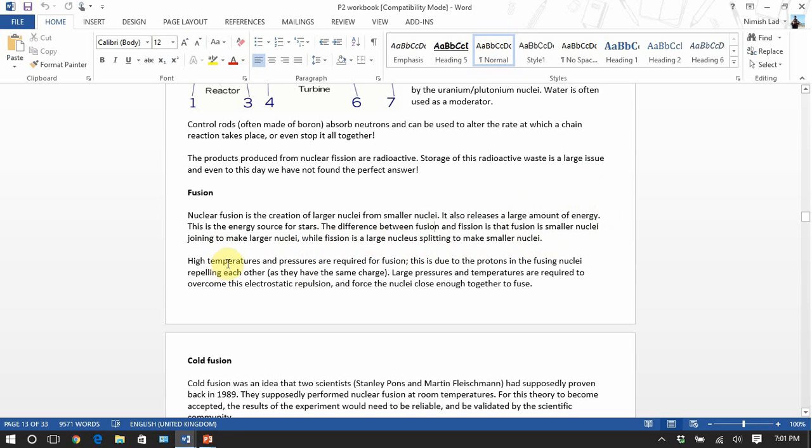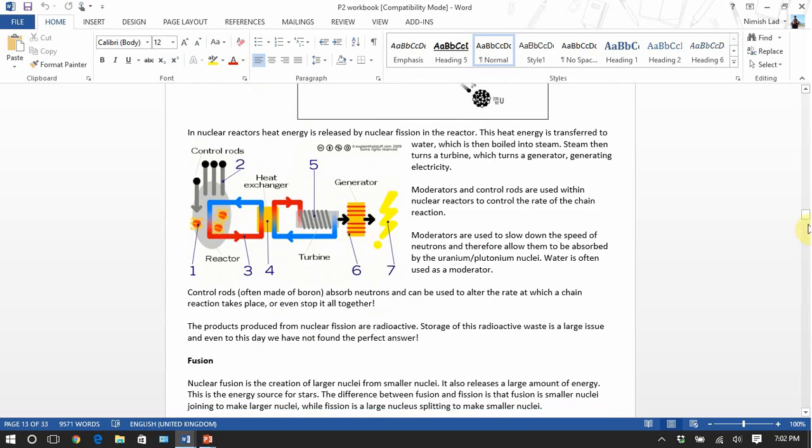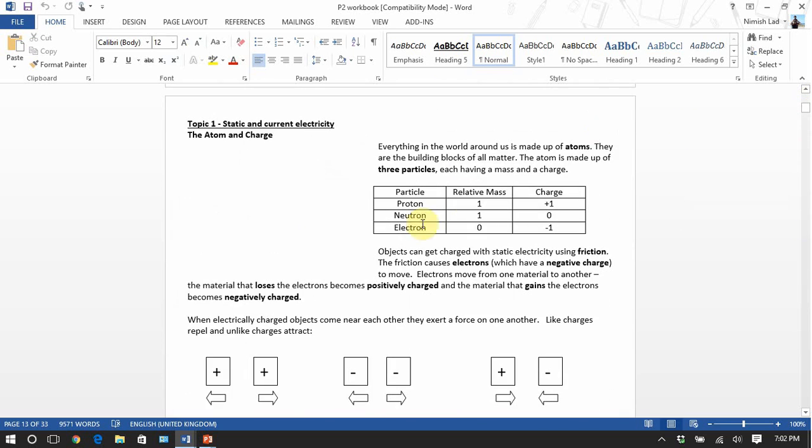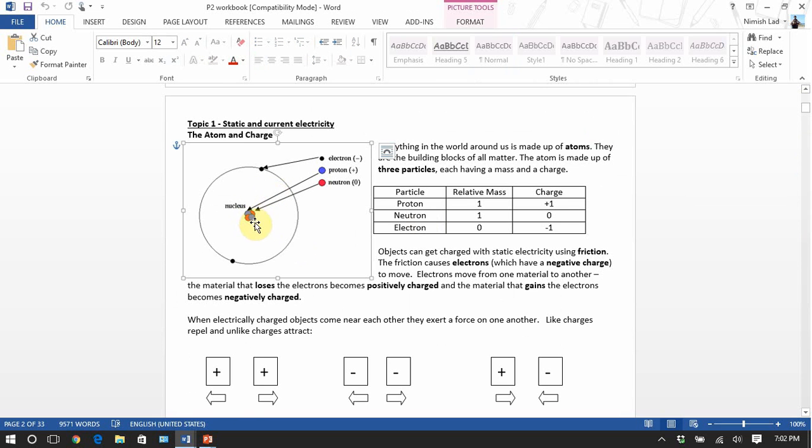High temperatures and pressures are required for fusion. This is to overcome the idea of electrostatic repulsion. So what's actually happening is the particles in the nucleus, the 2 protons, I'll show you what I mean. I've got some picture of the proton right at the top there. The protons in the nuclei over here, they're trying to repel each other. So these 2 protons are trying to repel 2 protons that are being shoved into it. They're trying to repel each other.